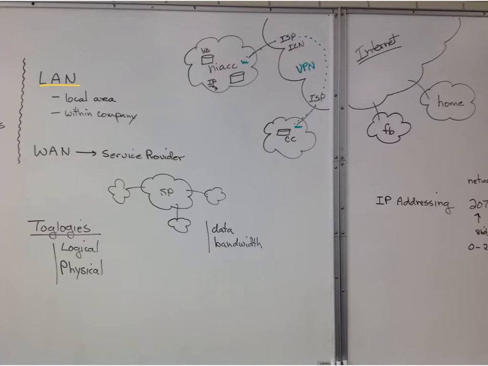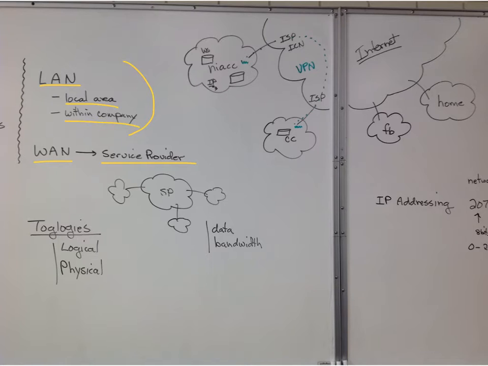So, local area network. It's in one local area, typically within one company. More or less one company is managing the LAN. It's under the supervision or the control of a particular company. WANs are usually over a larger geographical area and need a service provider.